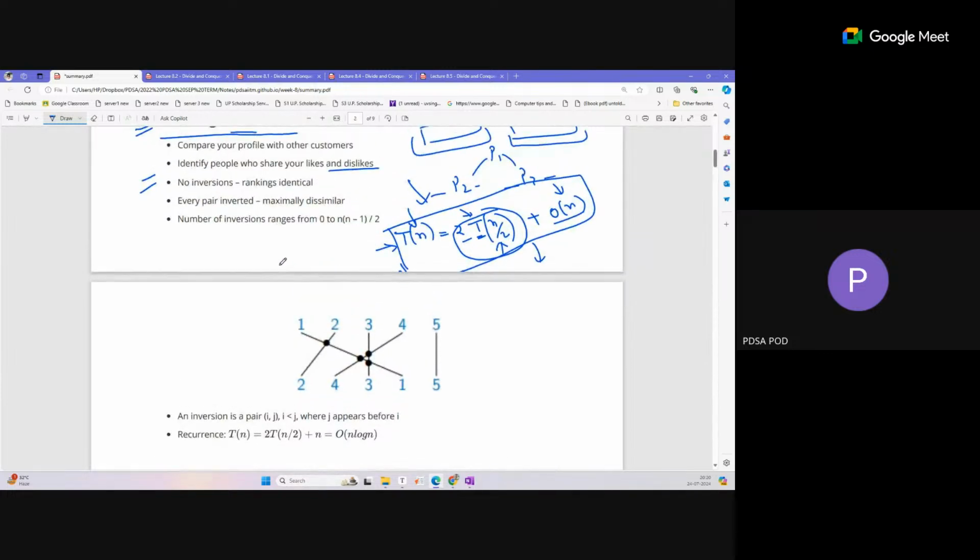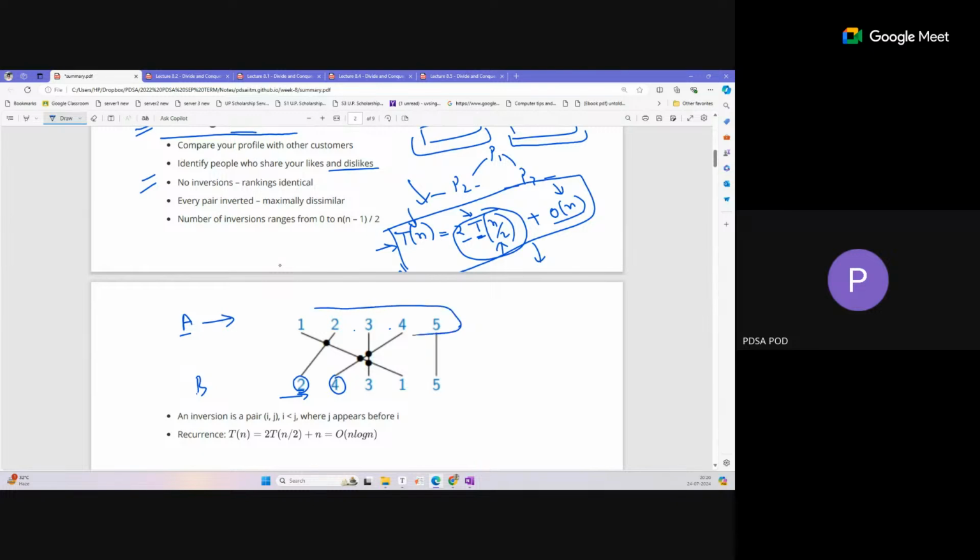Here this example is given. Suppose this is person A and this is person B. You have given some ranking to movies. Suppose there are 5 movies and you give the ranking 1 2 3 4 5. Another person has given a different ranking for these movies. That means he is giving the first preference to the second movie, then the second preference to the fourth movie, like this.